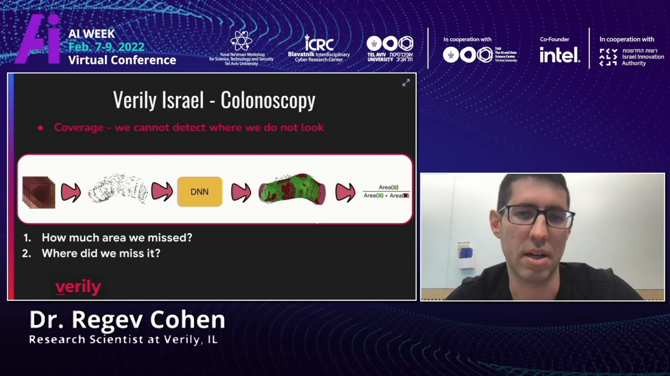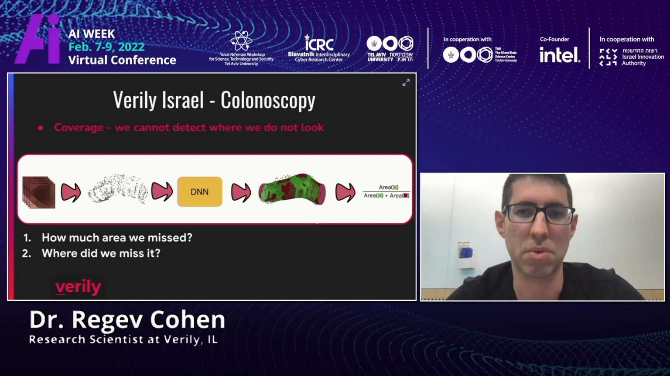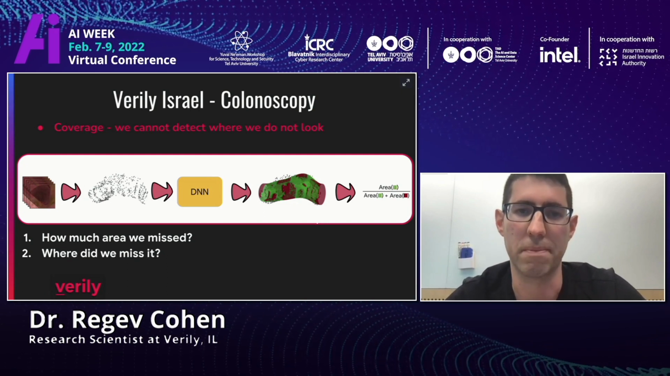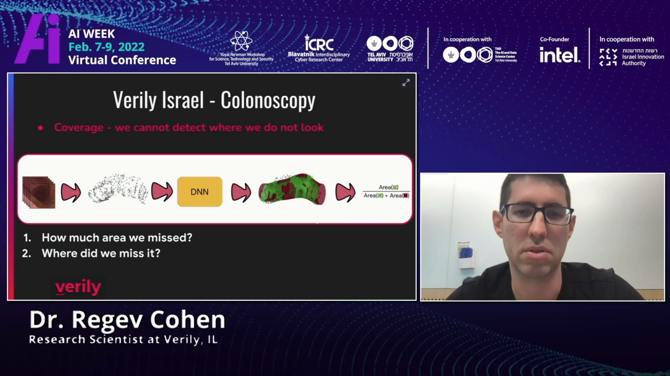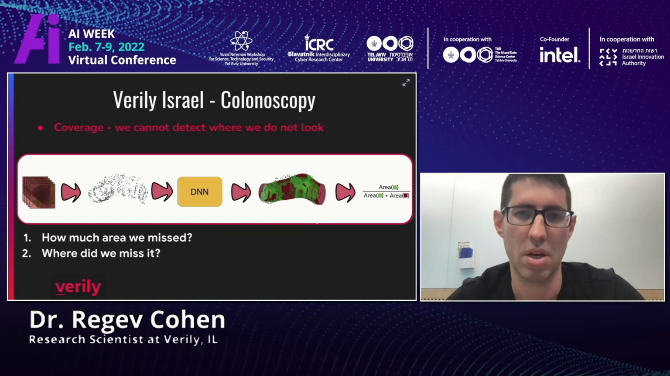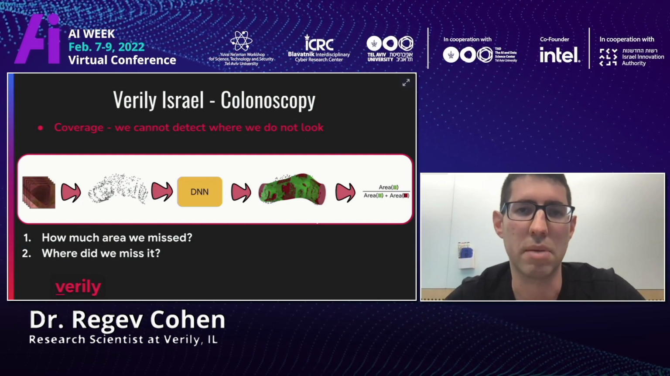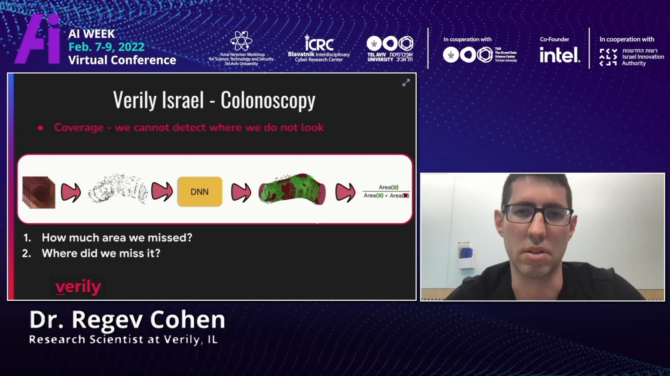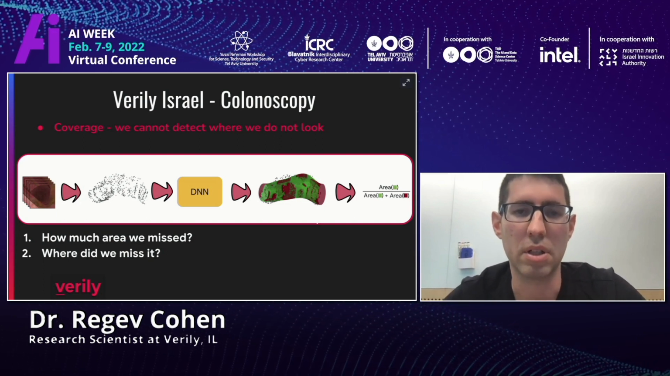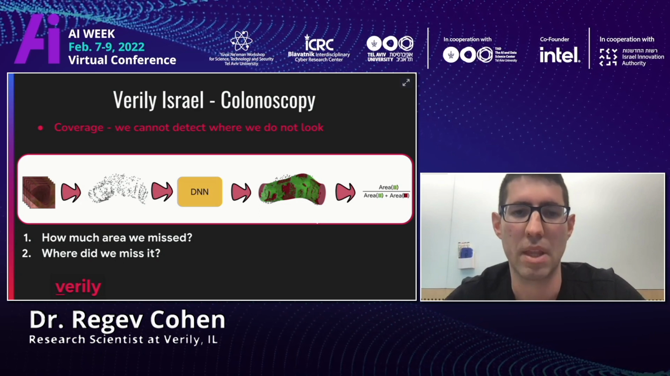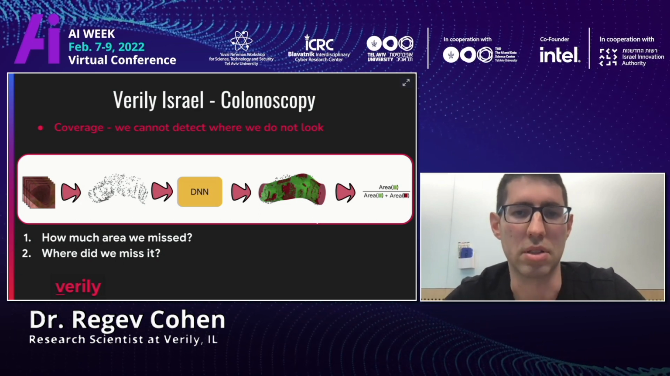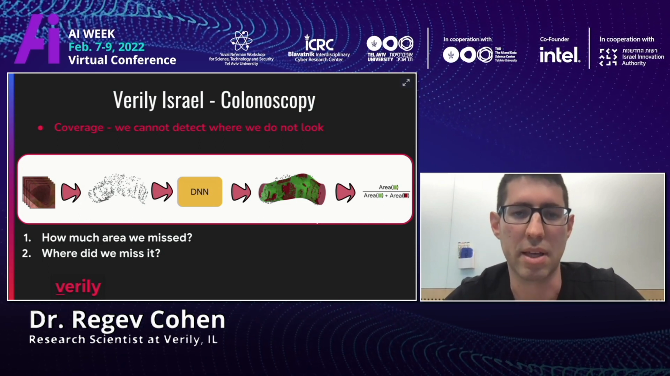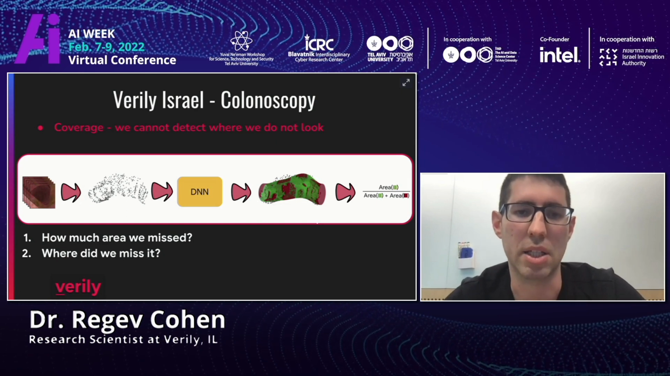Yet, detection is not enough, since we cannot detect polyps where we don't look. Therefore, we develop an AI for coverage estimation. Here, we use our videos to construct a point cloud of the colon, which in turn is used as an input to a deep network. Then, our network reconstructs the general structure of the colon, and we use it together with our point cloud to estimate the coverage of the colon. This answers two important questions. First, how much of the colon did we miss during the colonoscopy scan? And second, where exactly did we miss it?